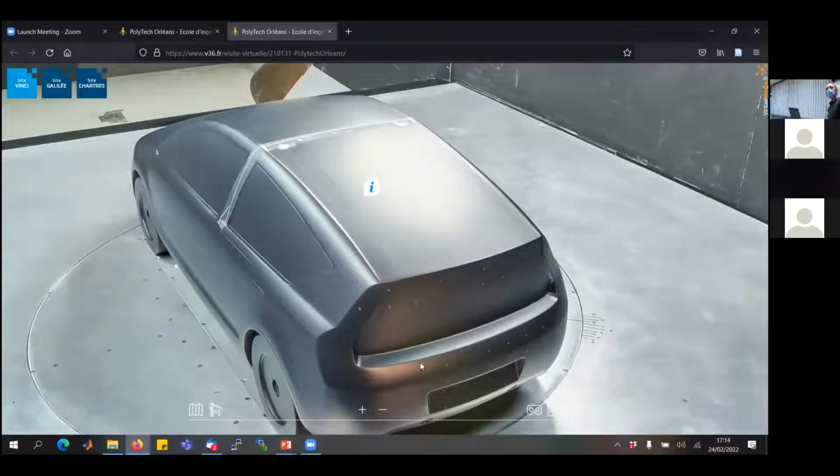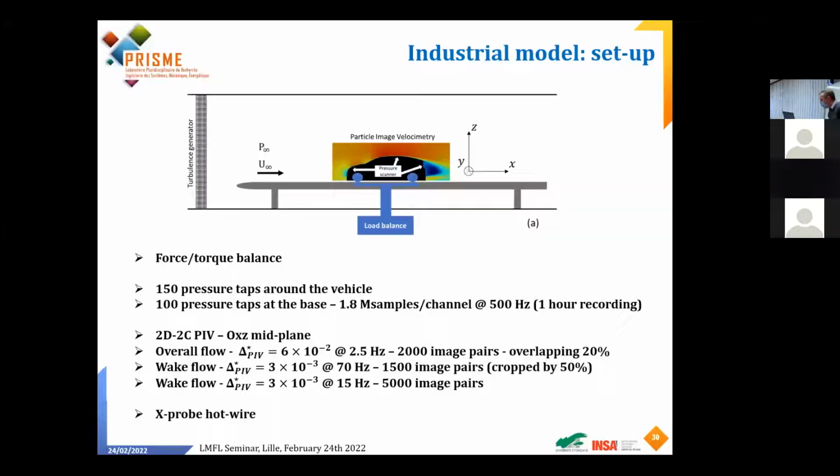This rear part here can be removed to implement flow control inside, and to put the equipment, such as pressure scanners and so forth, inside. Sorry, let me just close this. And that's all. I'm going back to the presentation now.